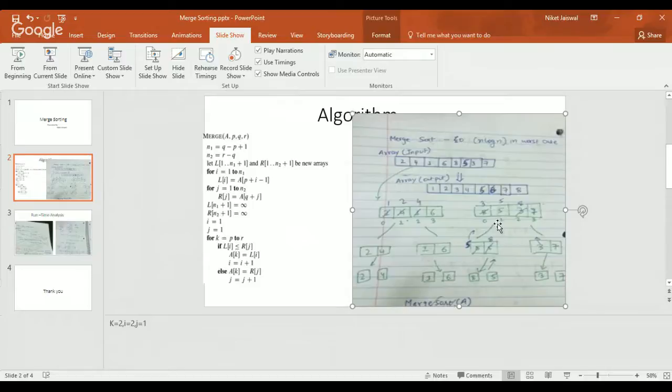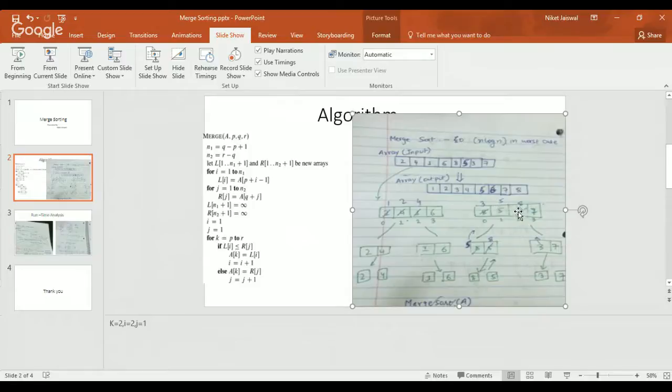From 1 to 2. Now J would be, now the 5 is inserted. Now I is 3 and J is now... I is 4, sorry, and J is now 3. So when I is now 6 less than 8, yes, now 6 will go over here.